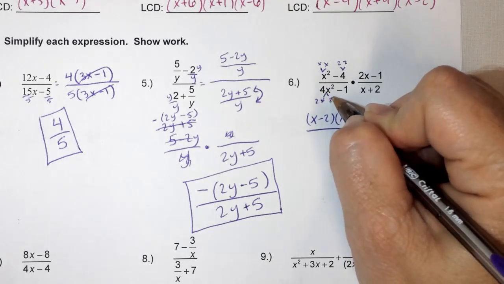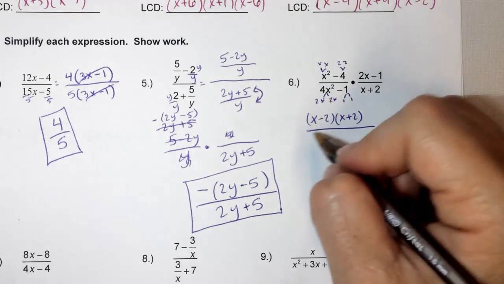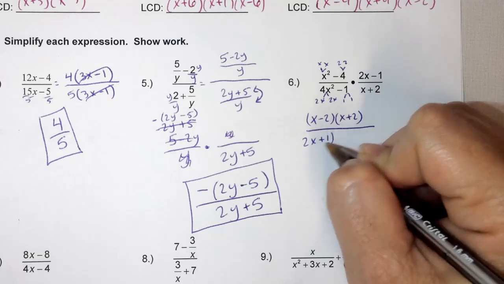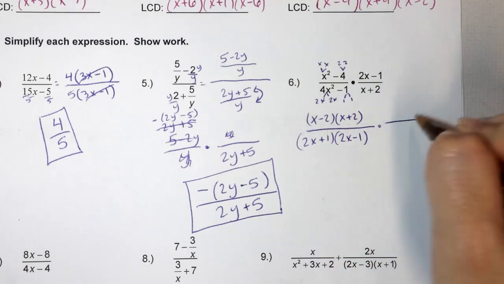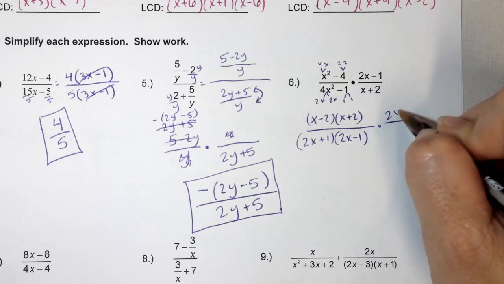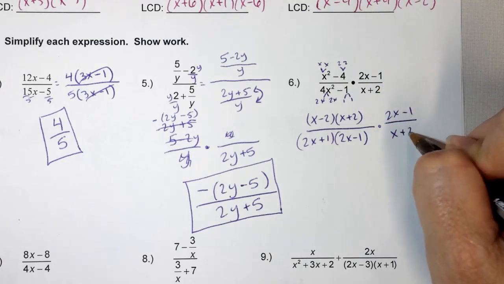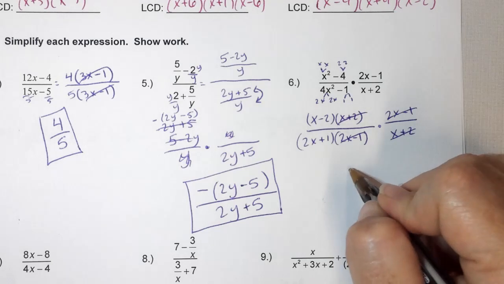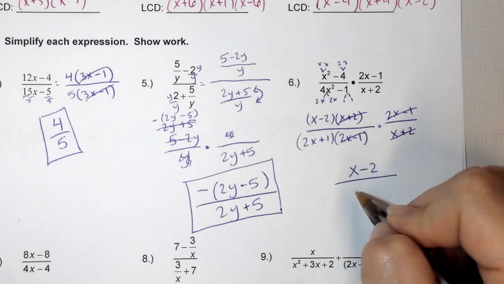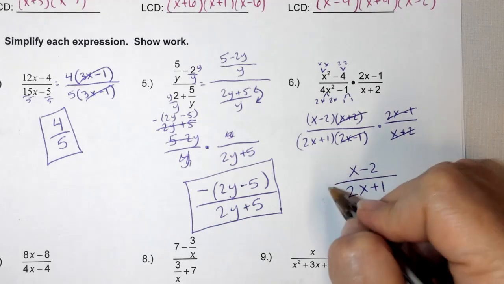This is 2x times 2x. This is 1 times 1. So I get 2x plus 1, 2x minus 1. Keep my multiplication. Nothing here factors, so this is 2x minus 1, and this is x plus 2. So now I cancel. Well, 2x minus 1 cancel. X plus 2's cancel, and nothing else cancels. So I'm left with x minus 2 over 2x plus 1.